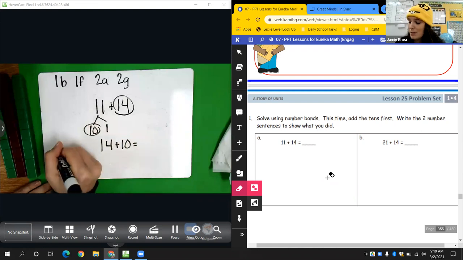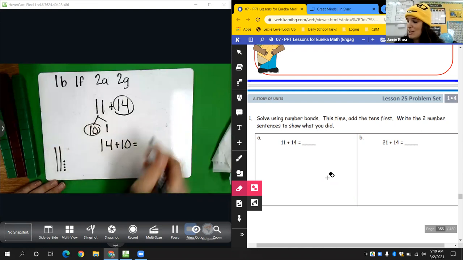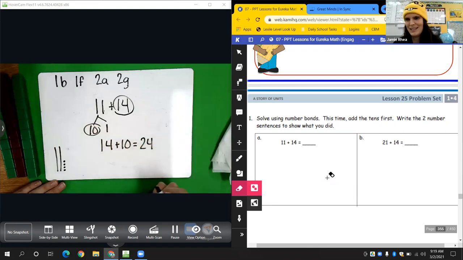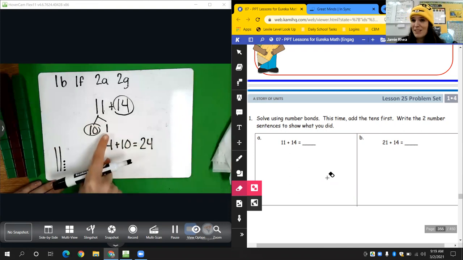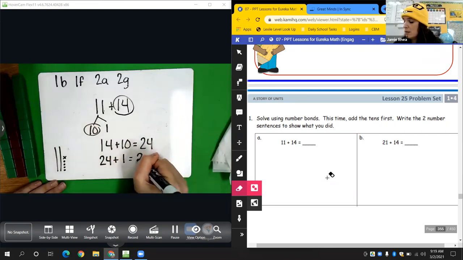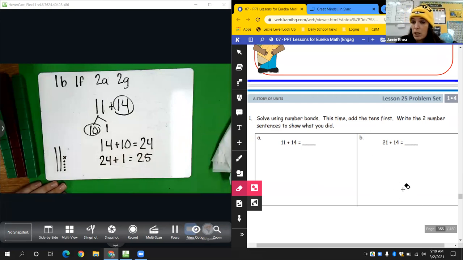Add 10 more. I have 2 tens and 4 ones. It's 24. See how easy it is when you draw it out? Now, am I done? No, because now I still have to add my 1. So I'm going to take 24 and add 1 more to get 25.